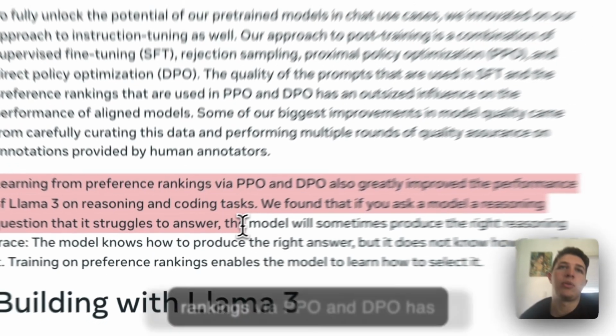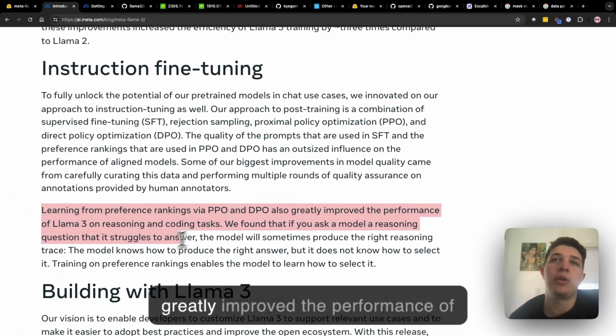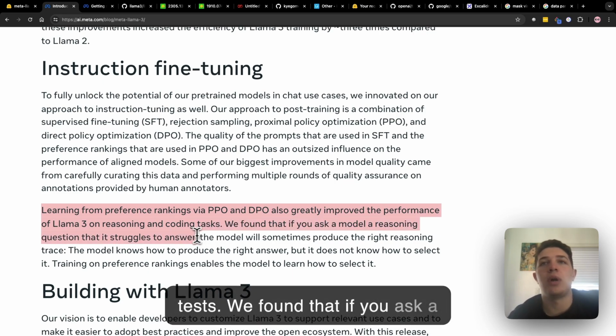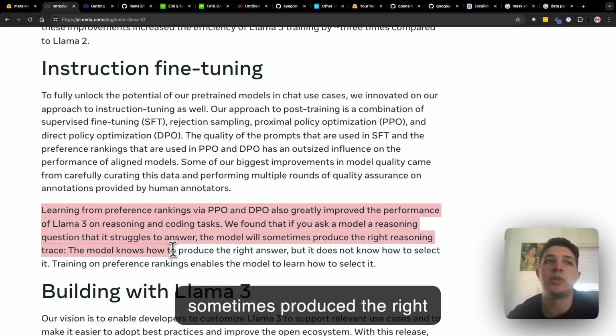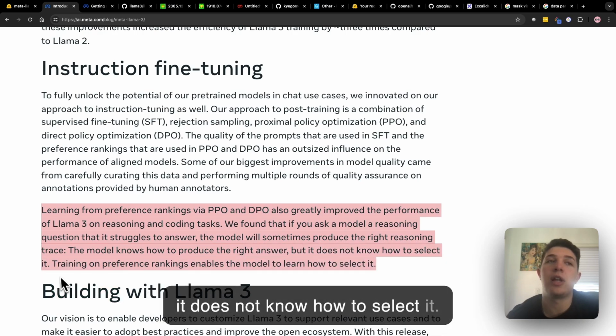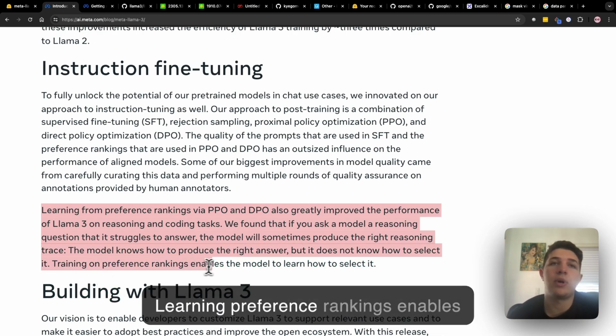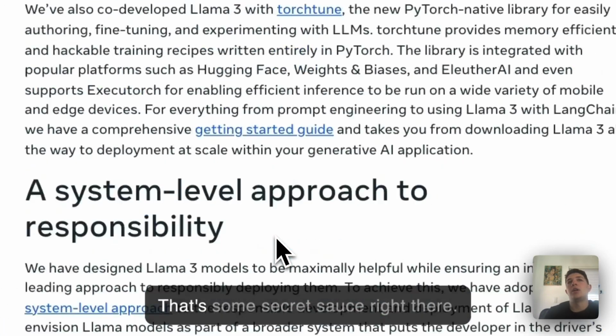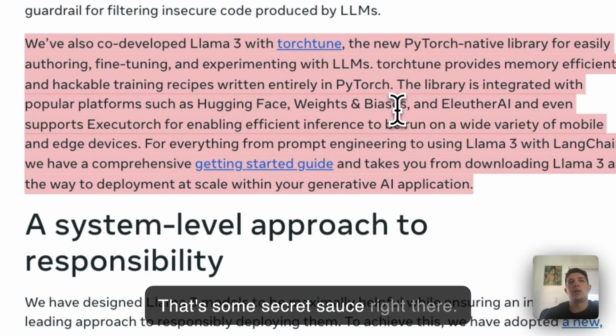Learning from preference rankings via PPO and DPO has greatly improved the performance of LLAMA 3 on reasoning and coding tests. We found that if you ask a model a reasoning question that it struggles to answer, the model will sometimes produce the right reasoning trace. The model knows how to produce the right answer, but it does not know how to select it. Training on preference rankings enables the model to learn how to select it. That's some secret sauce right there.